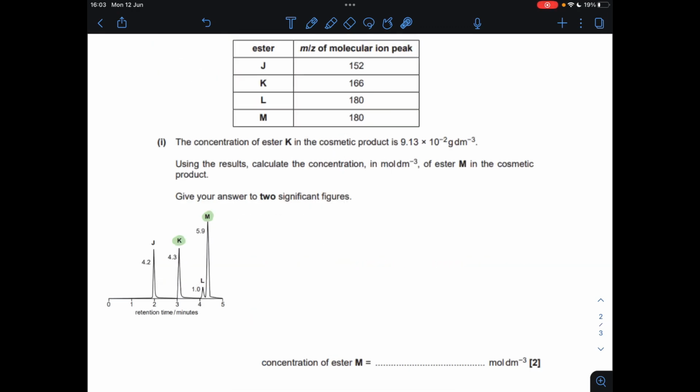On to the first part of the question, the calculation. You'll notice I've copied the gas chromatogram up, and we've got the K and M peaks highlighted. So we're told that the concentration of ester K, this one here, is 9.13 times 10 to the minus 2 grams per decimetre cubed. Remember, these are molar proportions, so the first thing we need to do is turn this concentration into moles per decimetre cubed, so just mass over Mr. So there's the answer there, 5.5 times 10 to the minus 4 moles per decimetre cubed, and the Mr of the ester K we can get from the table here. M over Z, the molecular ion peak, that's the Mr, 166.